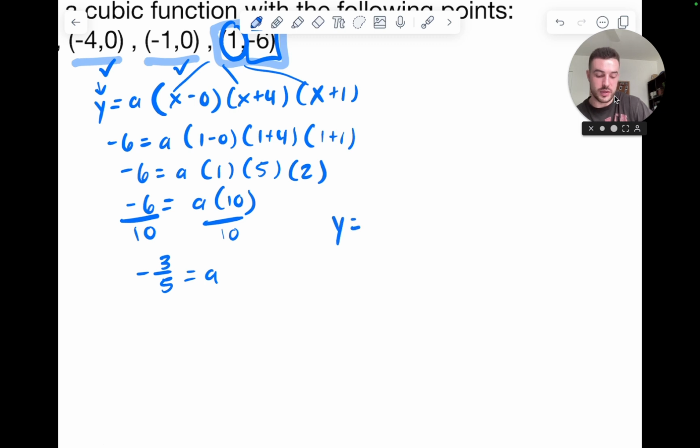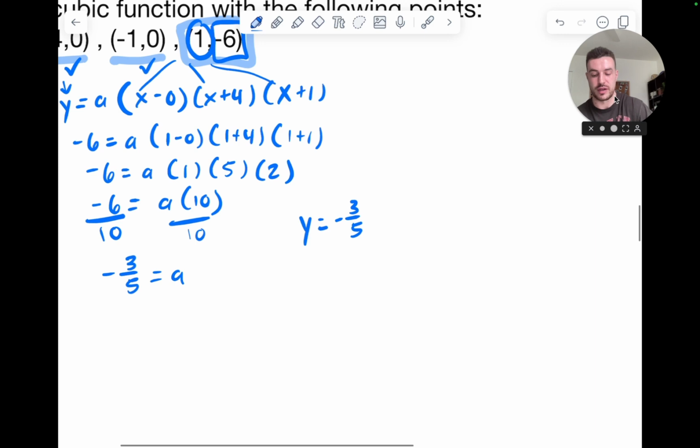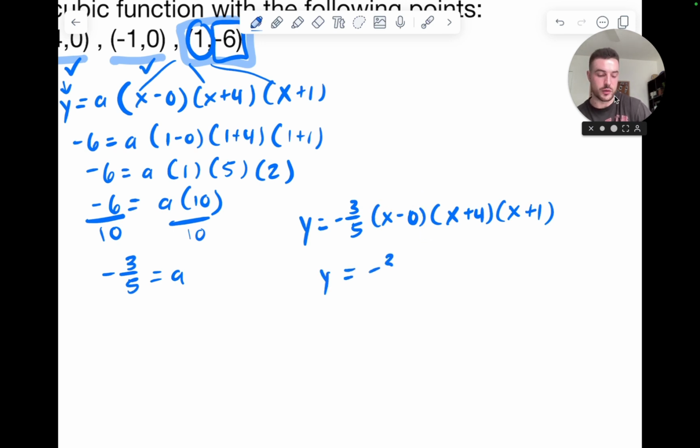Y equals, we have that a value. And then I can use those factors to write my equation in factored form. We've got x minus 0, x plus 4, and x plus 1. Now, that front factor really could just be written as y equals negative 3 over 5 times x plus 4 times x plus 1. And again, this is the factored form, so really we could stop here.